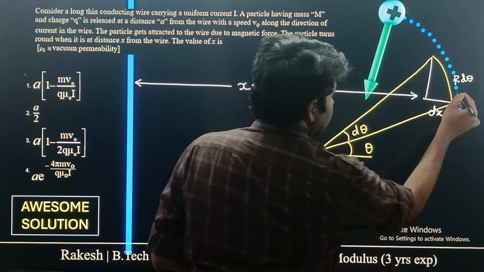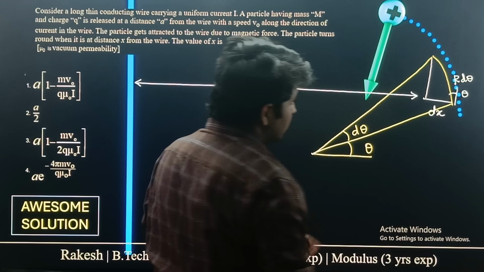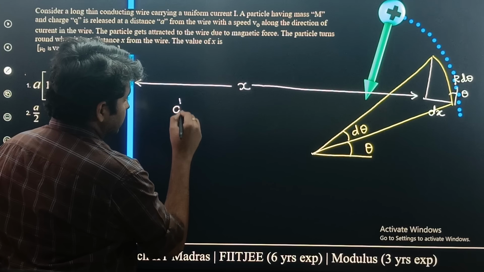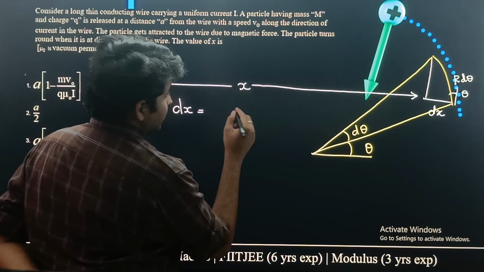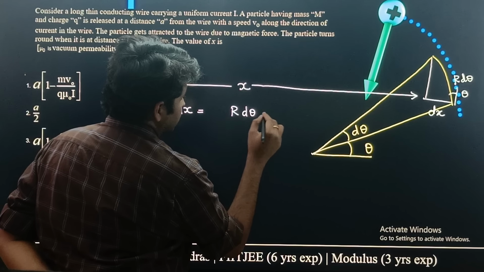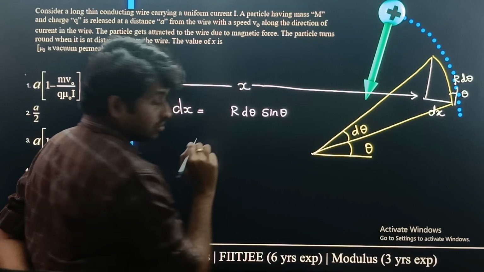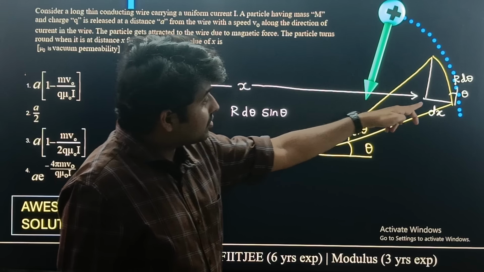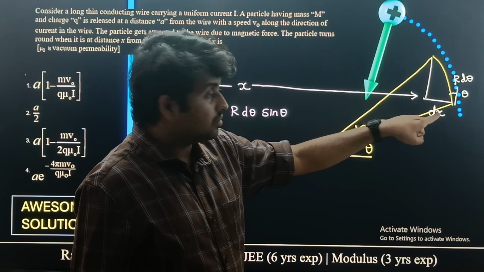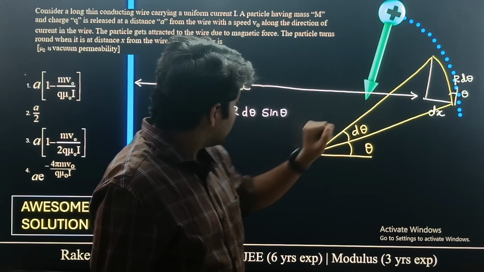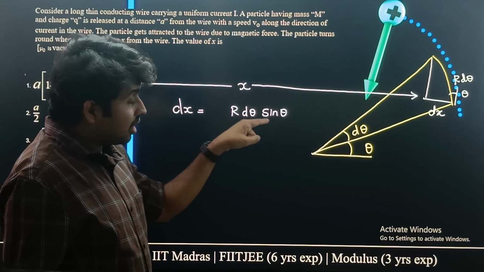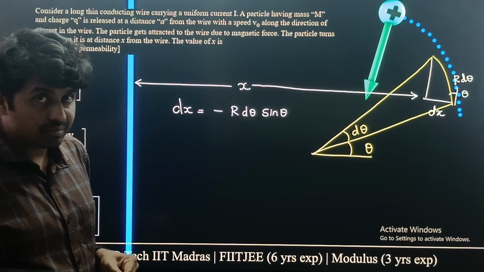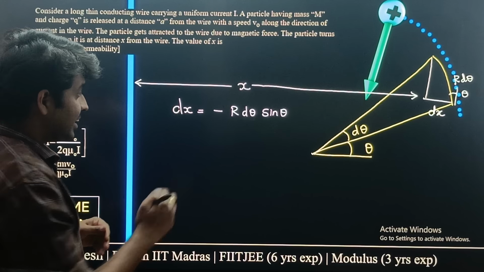Now, if this is dx and if this is theta, with the vertical, this makes an angle theta. This is r d theta. I can write dx as r d theta sine theta. As theta is increasing, the value of x is decreasing. So dx is a negative quantity. x final minus x initial is a negative quantity. Our LHS is negative and RHS is positive. To make this equation consistent, I have to put a negative sign here. Okay. Now the next step.